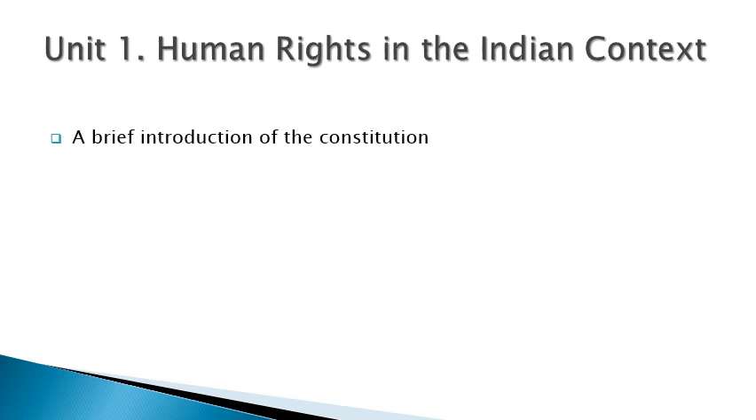The draft prepared by the drafting committee was later adopted by the Constituent Assembly on 26 November 1949, and the Constitution came into force on 26 January 1950. The Constitution at that time consisted of 395 articles and 12 schedules. So students, this was the introduction of our Constitution. After that, the very important part is the Preamble. So students, what is the Preamble?